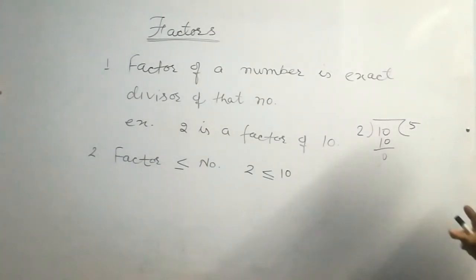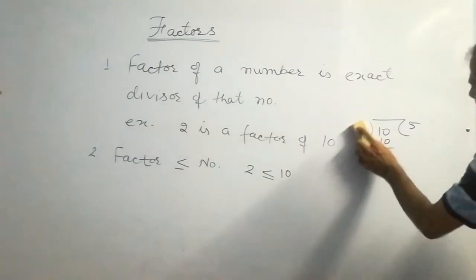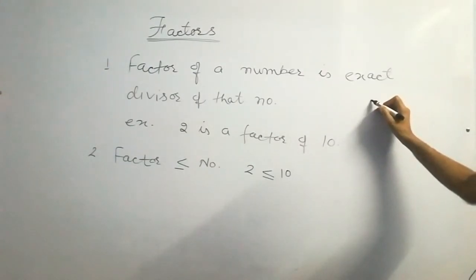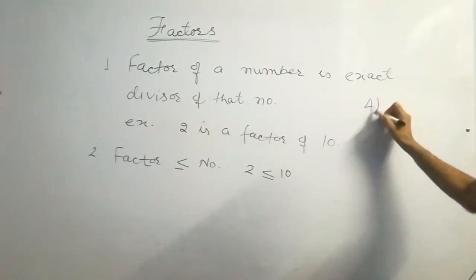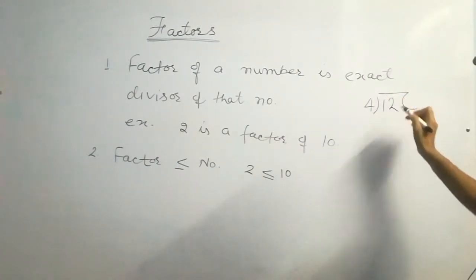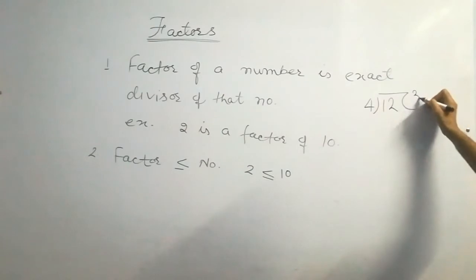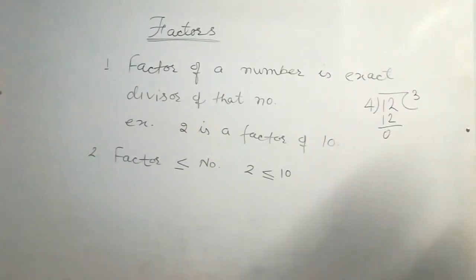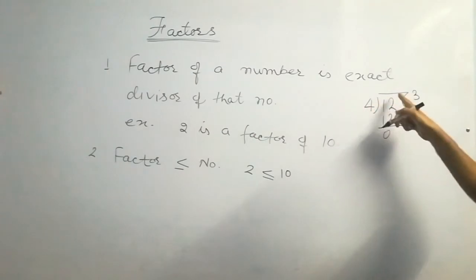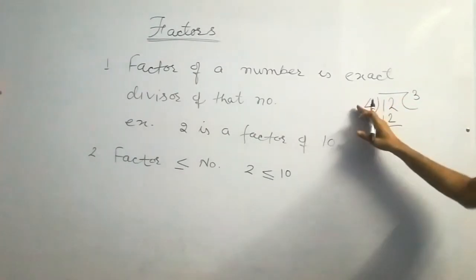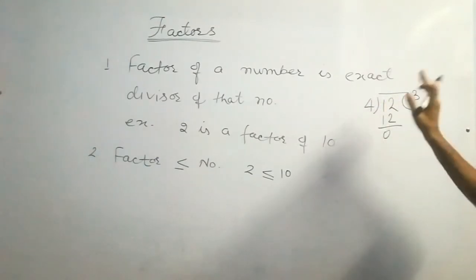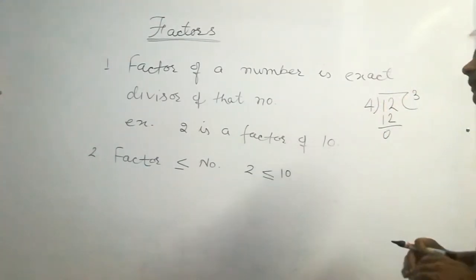Is there any other example of factors? Okay, I tell you. Suppose you want to check if 4 is a factor of 12 or not. With the help of division, you can see that 4 threes are 12. So we can say 4 is a factor of 12 because 4 is the exact divisor of 12, as the remainder is 0.